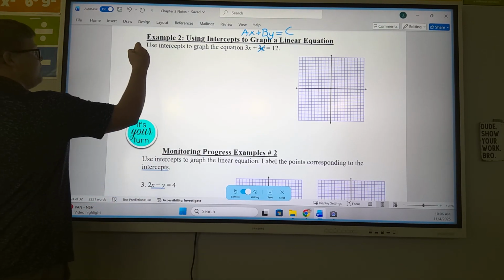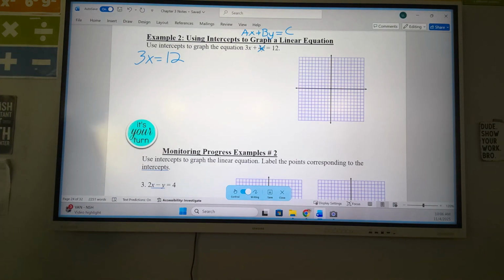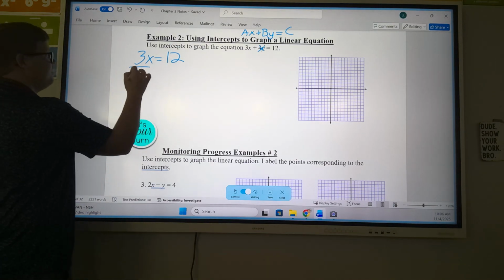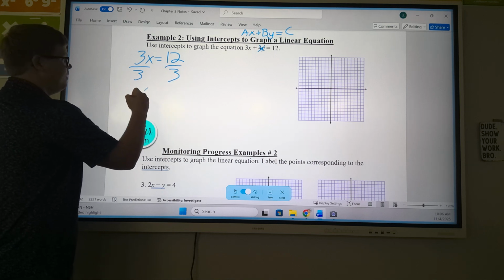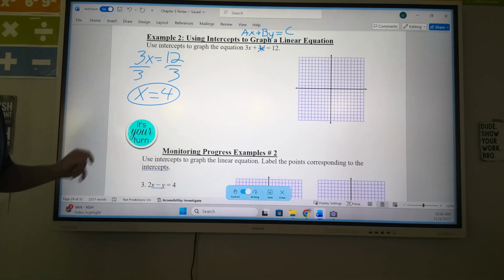So to find our x-intercept, all we have to solve is 3x equals 12. Now, to get x by itself, all we have to do is divide by 3. And x equals 4. So our x-intercept of this equation is 4.